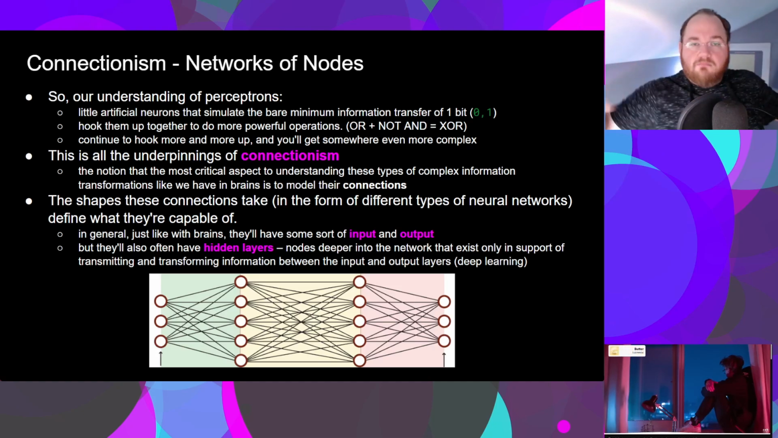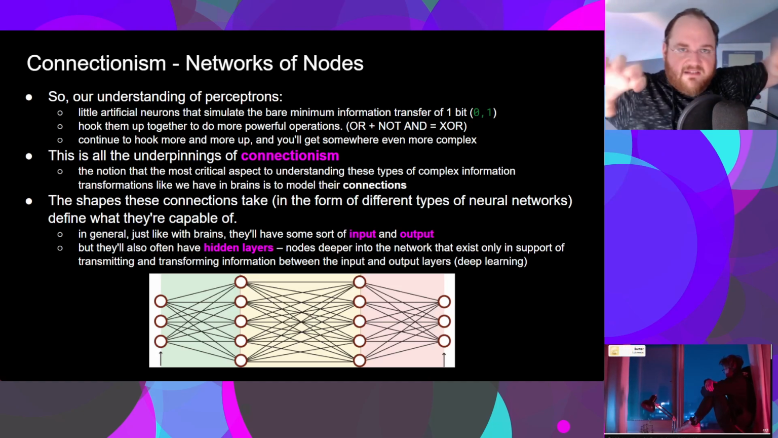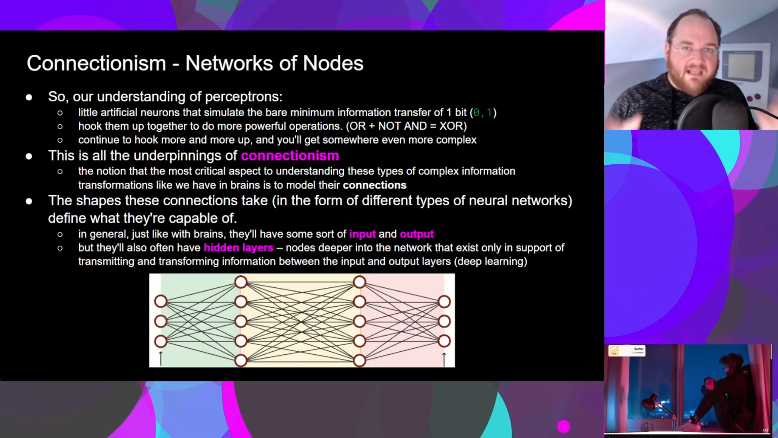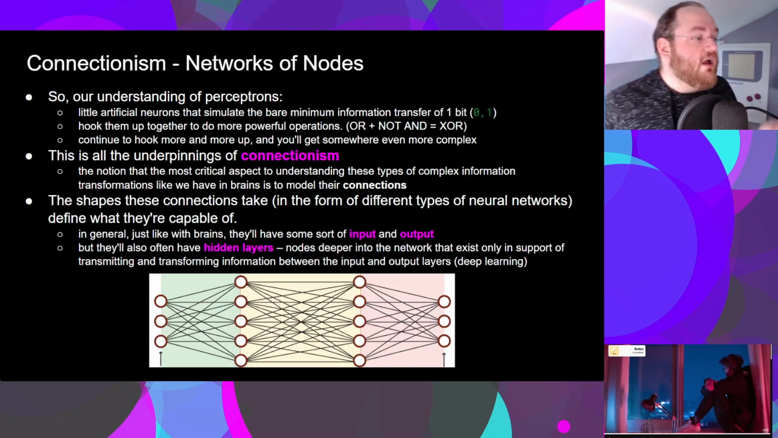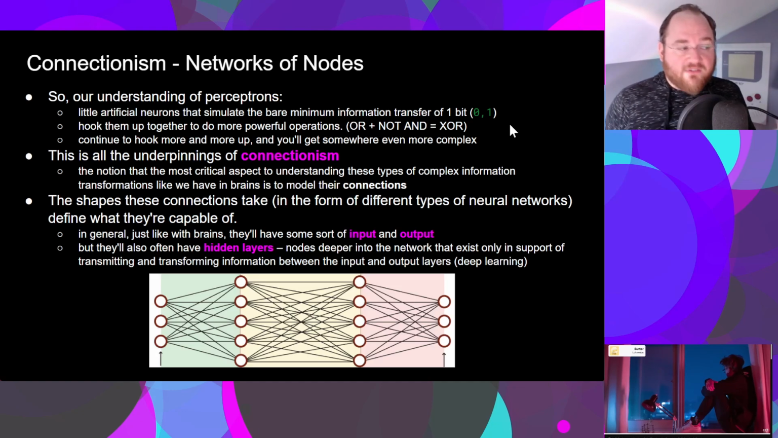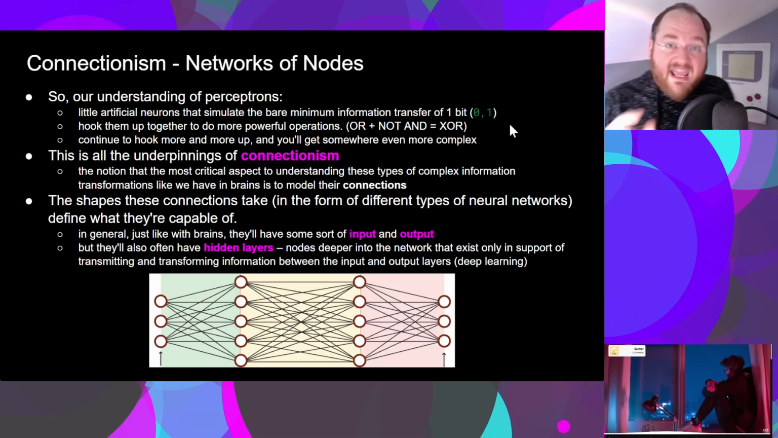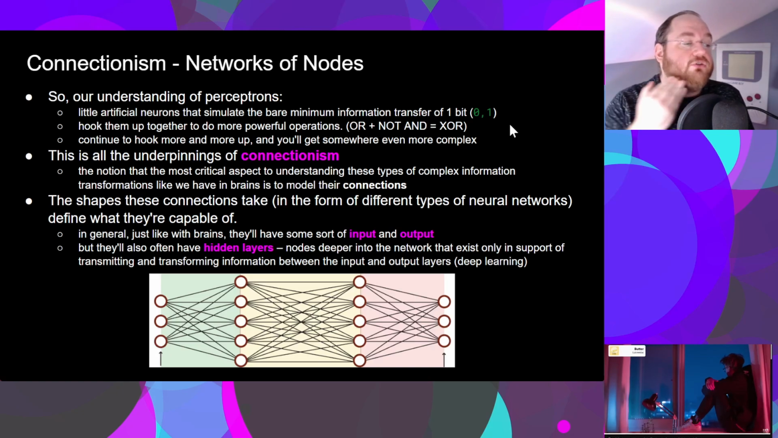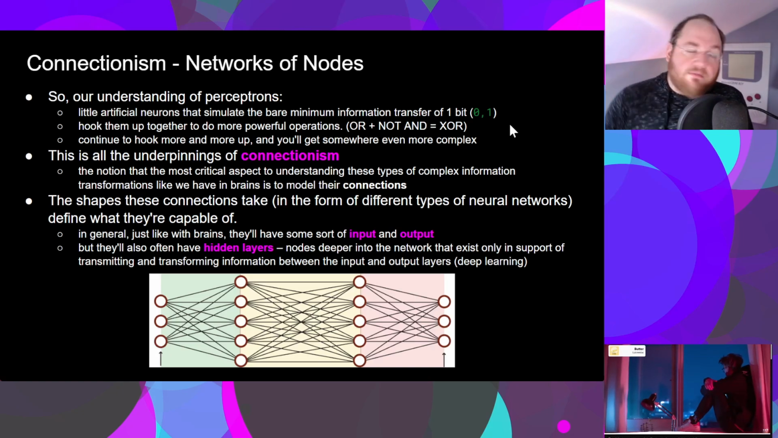You can hook up more and more. You can hook up many, many bits of these perceptrons together in a complex network to really start to do large-scale things like we've begun to see now. And this is all the underpinnings of connectionism. This is the notion that the most critical aspect of understanding these types of complex information transformations, like in brains, is to model the connections. The shapes these connections take in these networks, in the form of different types of neural networks, define what they can do.